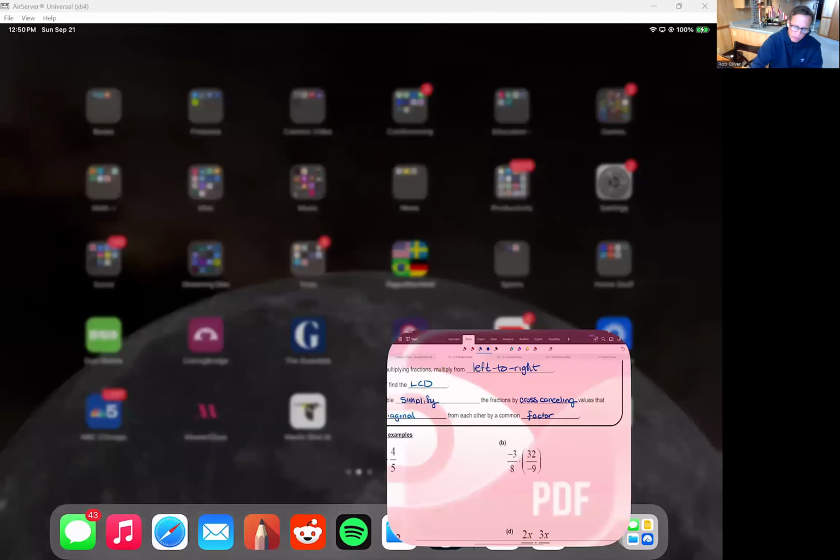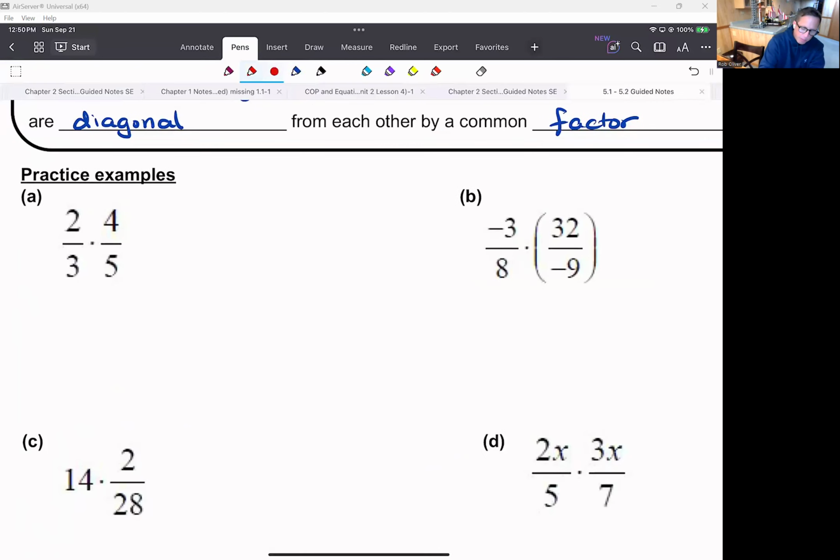you're just multiplying. You're just multiplying left to right. That's all you're doing. You're just doing 2 times 4, and we're doing 3 times 5. That's it. It's just left to right multiplication there. And what do we get? 2 times 4 is 8, and 3 times 5 is 15.